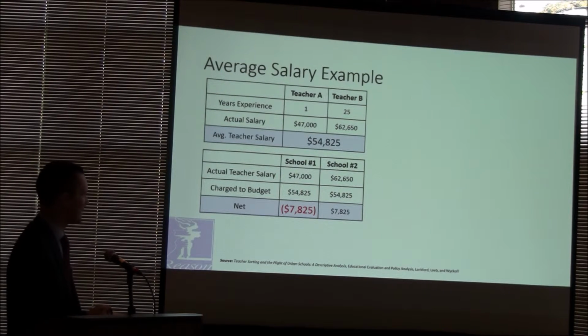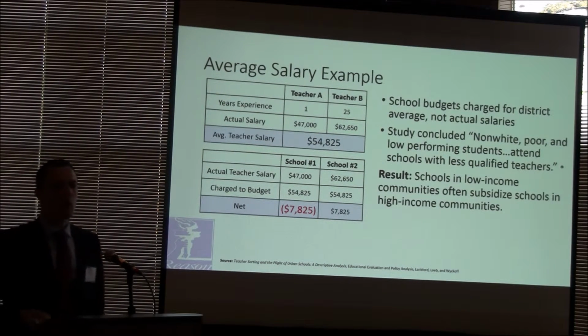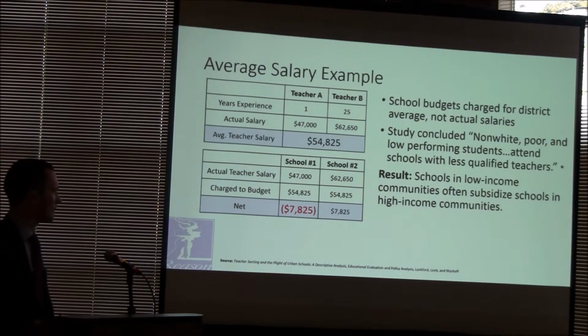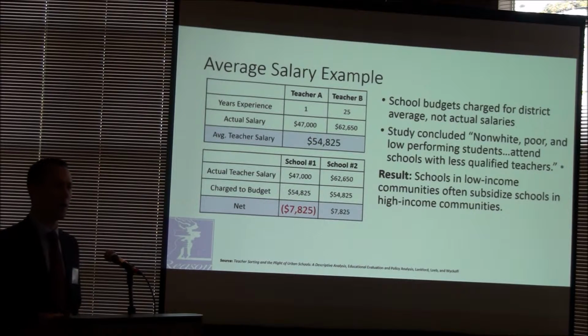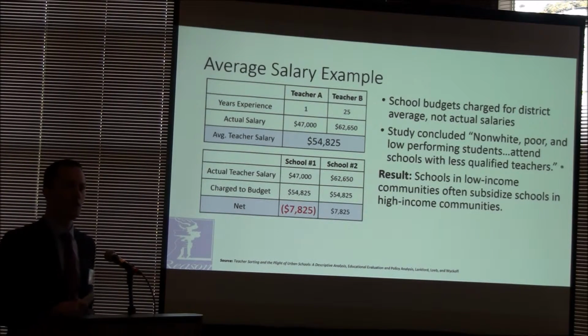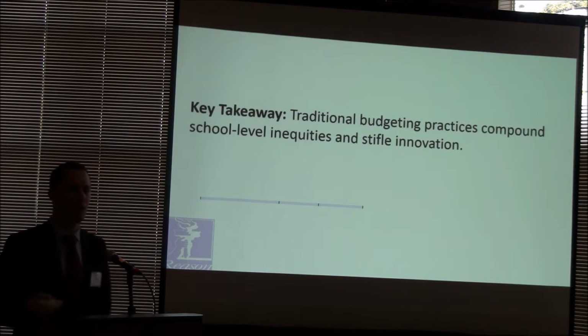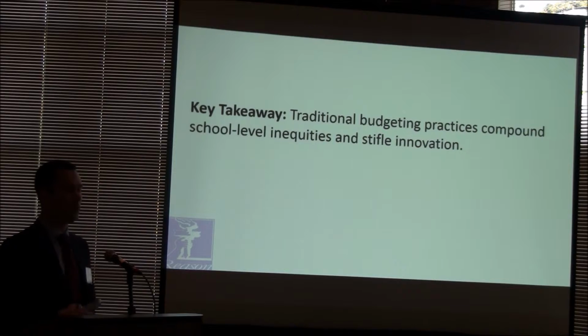And so what you see here is a situation where quite often schools in low-income communities will subsidize the more expensive staff in schools in high-income communities. Given teacher sorting behavior where low-income communities will generally have less experienced, cheaper teachers, and the flip of that for high-income communities, you kind of see that transfer of funds, that subsidy taking place. So the key takeaway here is that traditional budgeting practices can compound school-level inequities and can also stifle principal innovation by not allowing them to spend their resources as they need to.